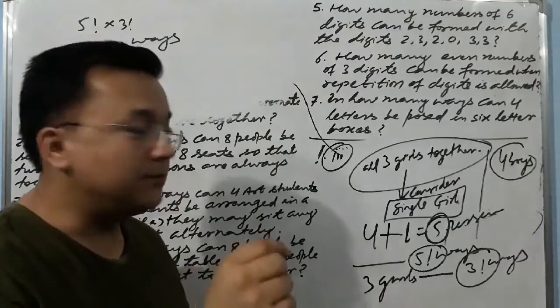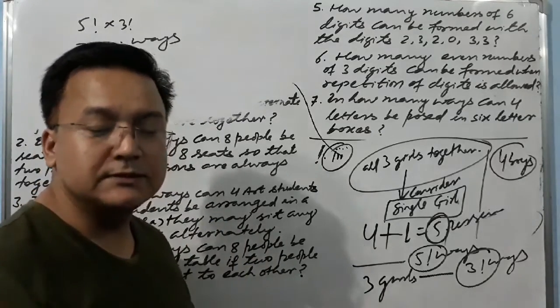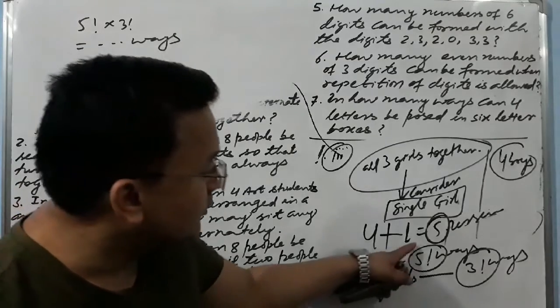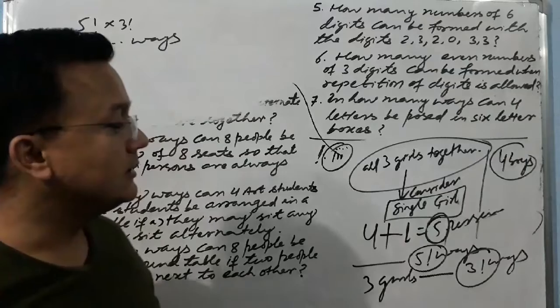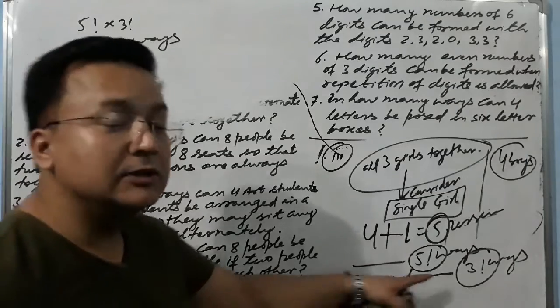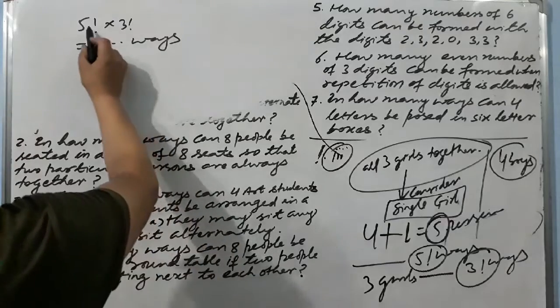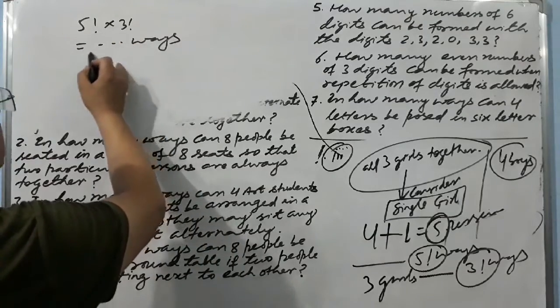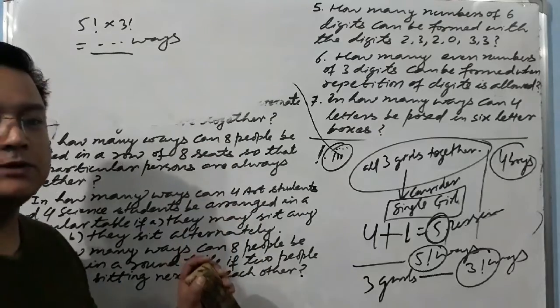So 5 members, let's say 5 persons, can be arranged in 5 factorial ways. And the 3 girls can interchange their seats in 3 factorial ways. And the total number of required ways is equal to 5 factorial times 3 factorial, right? This will give you the answer to the last part of the first question.